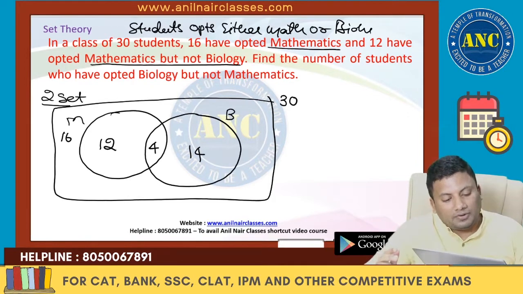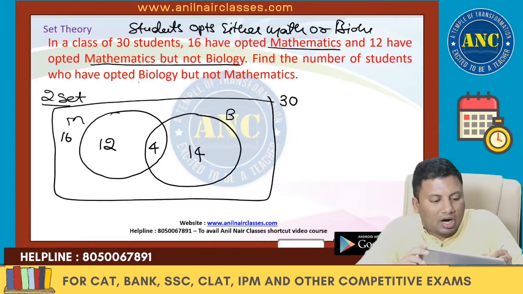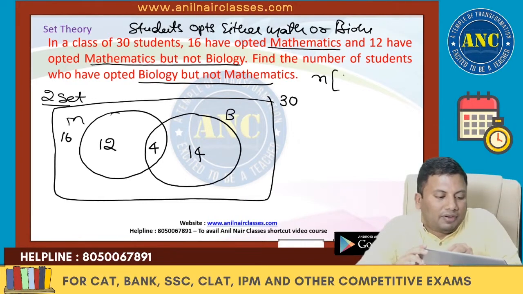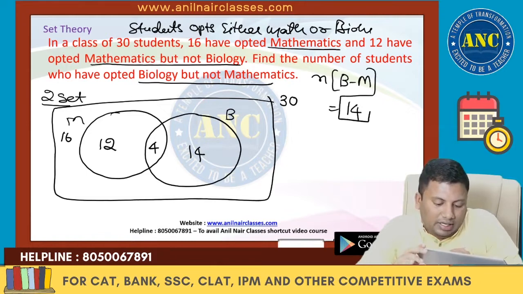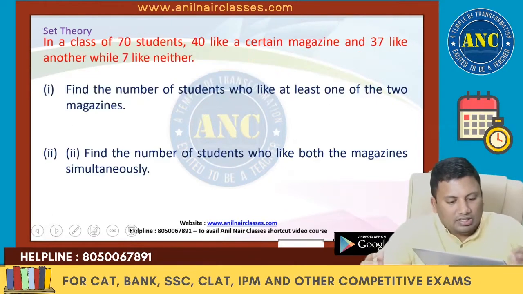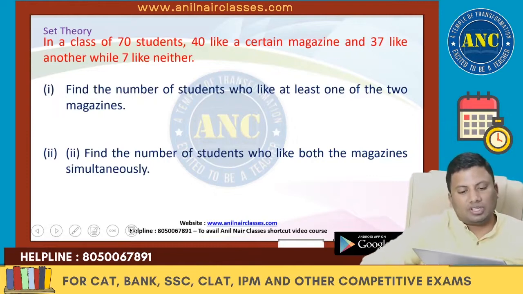How many number of students opted for biology but not mathematics? N of B minus M. So answer is nothing but 14. B minus M. Answer is nothing but 14. Easy questions which we will solve.